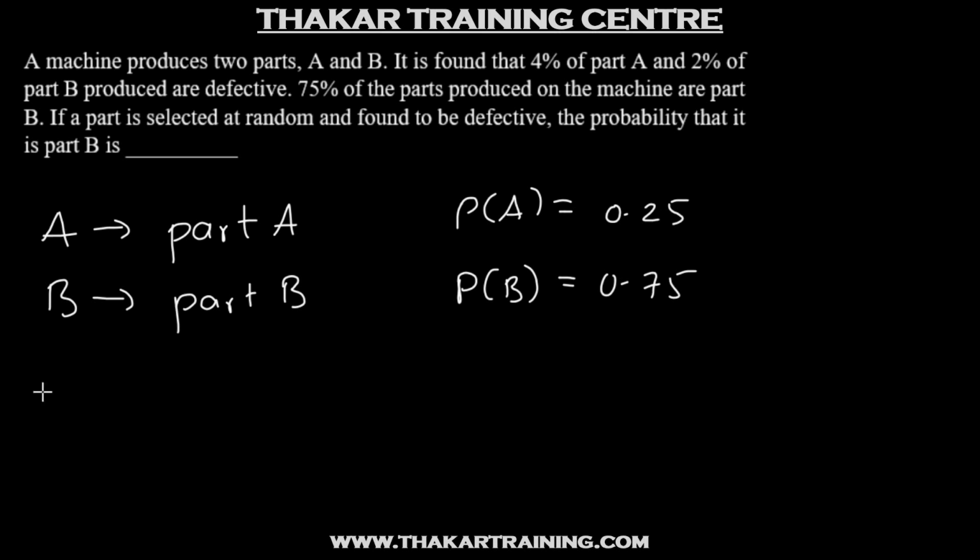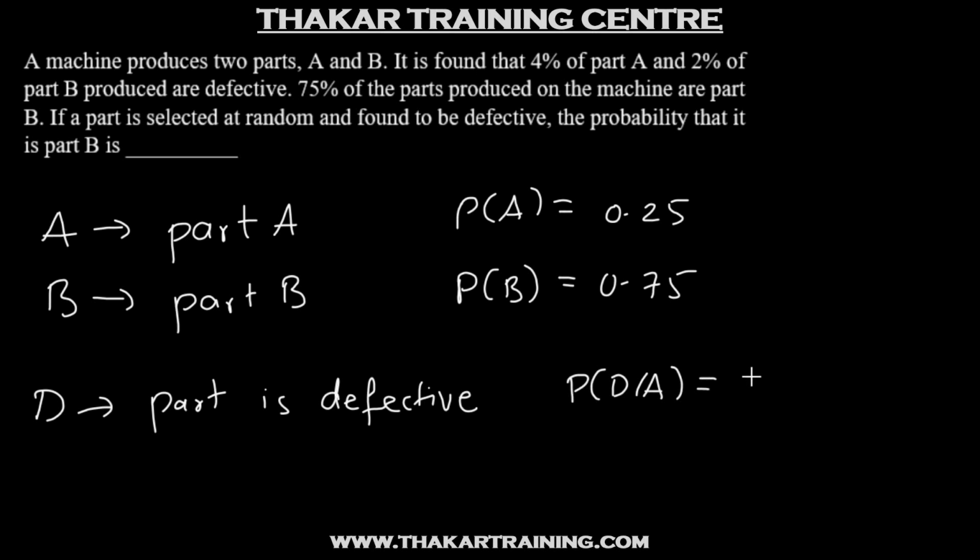Now let D be the event that the selected part is defective. Then the question states that 4% of part A and 2% of part B are defective. So the probability that part A is defective is 4%, that is 0.04, and the probability that part B is defective is 0.02. So these are the probabilities. Now let's first find out the probability that the part selected will be defective.